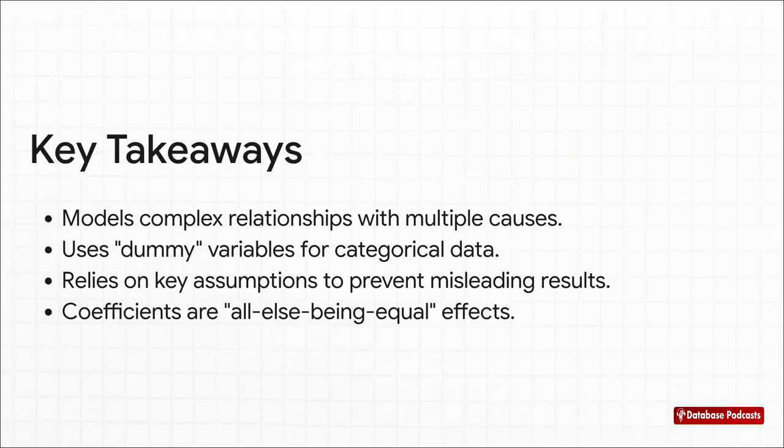So let's wrap up with the main takeaways here. Multiple regression is an incredibly powerful tool that lets us model complex situations where there's more than one cause. We can even bring in non-numeric categorical data by using those clever dummy variables. But we have to remember to check those key assumptions to avoid getting misleading results. And when we read the output, the most important thing to remember is that every coefficient has to be interpreted as an all else being equal effect.